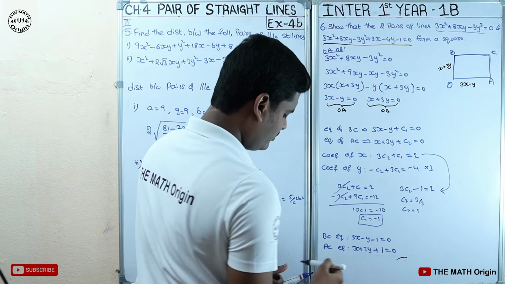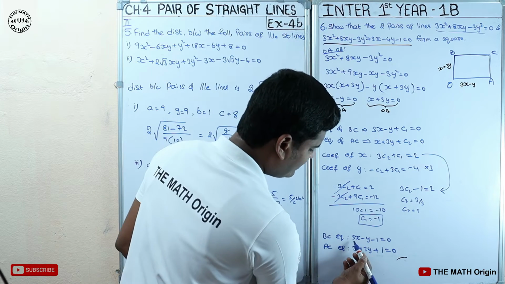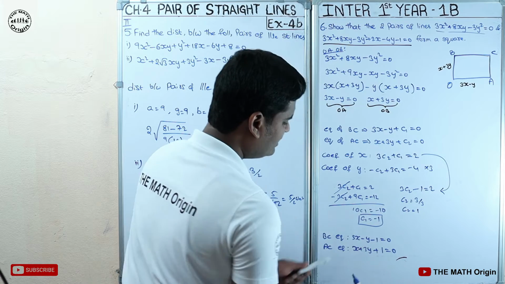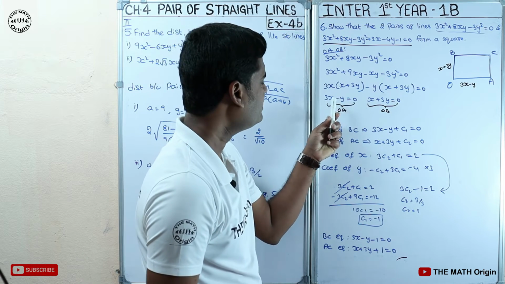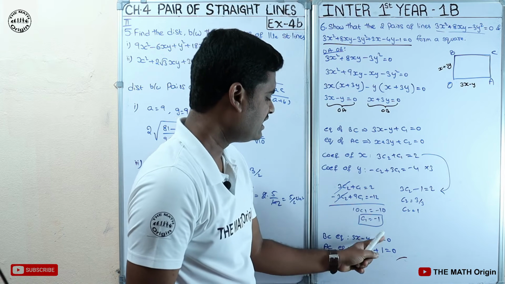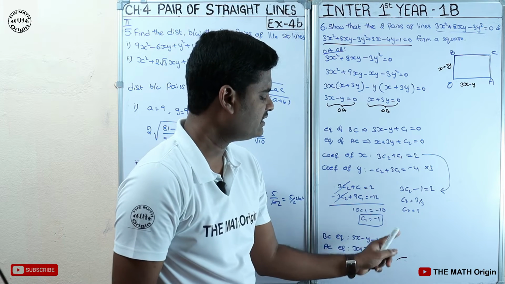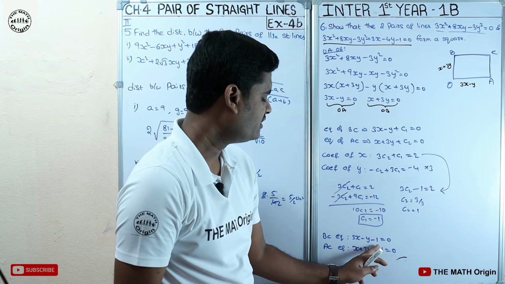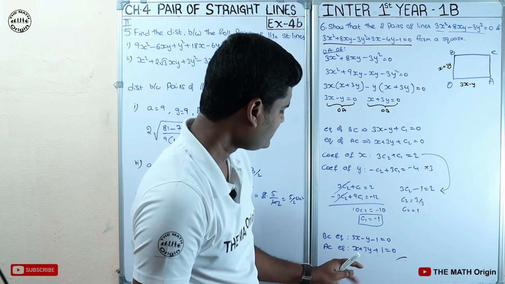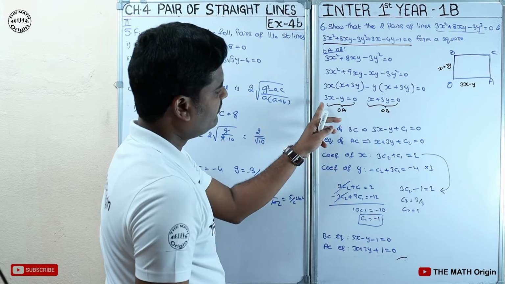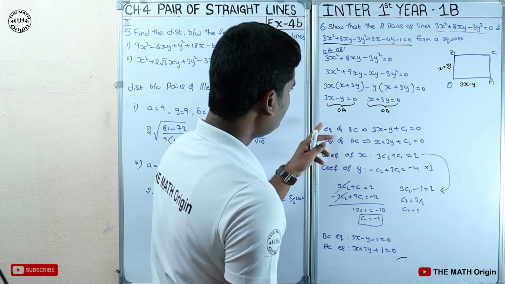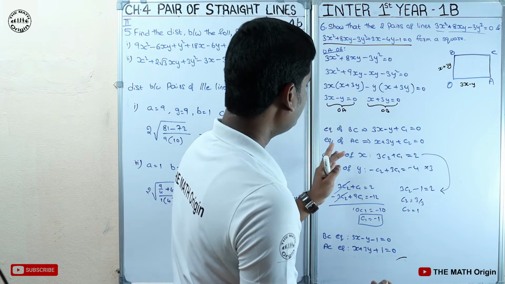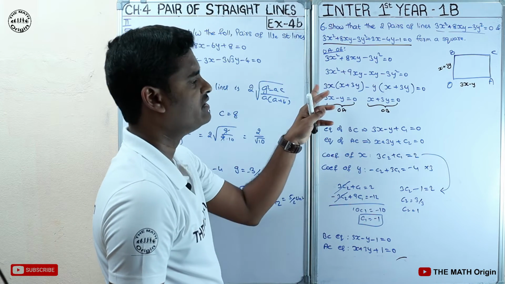Hence we have proved that, if you see here, the line 3x minus y minus 1 and the line 3x minus y equals 0 have equal x and y coefficients, but the c value differs. So from these two equations we can find the parallel distance between the lines.